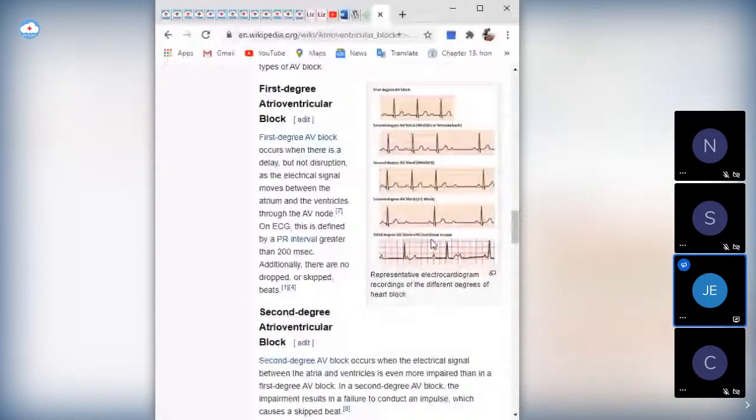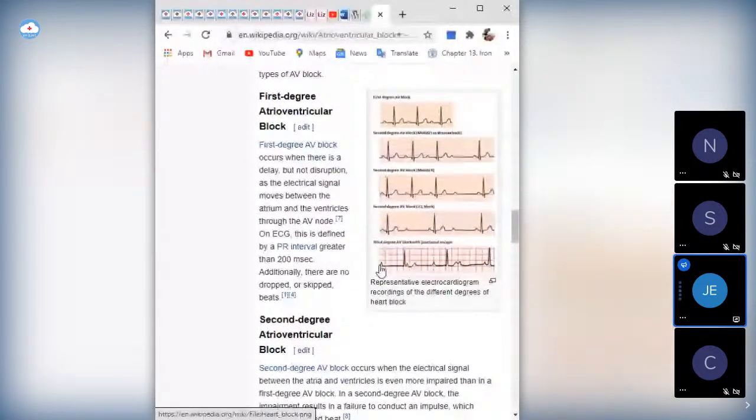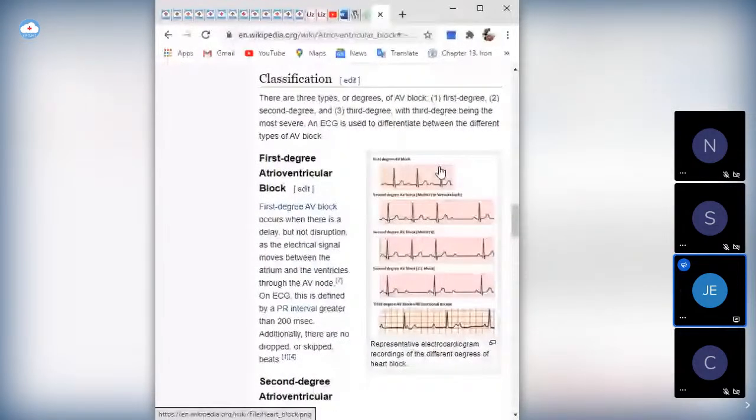So, third degree heart block. Here, see the P wave. See the white space between it and the QRS complex. See, everything just goes anyhow. All right, so I think we've done justice to AV blocks.